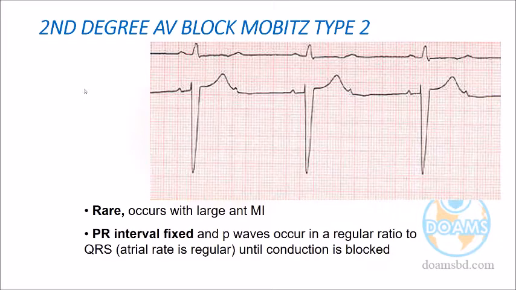So in summary, to distinguish between the first degree and the second degree, the distinguishing feature is the presence of a dropped beat. If a dropped beat is there, it is second degree block. If there is no dropped beat, but PR is prolonged, this is a first degree heart block. So it's very simple, and academically it's very important, even in the undergraduate examination.